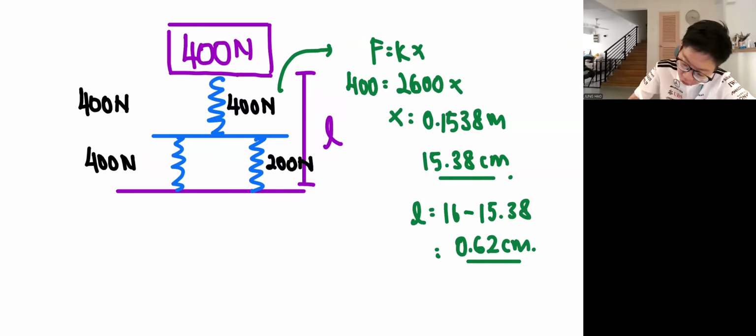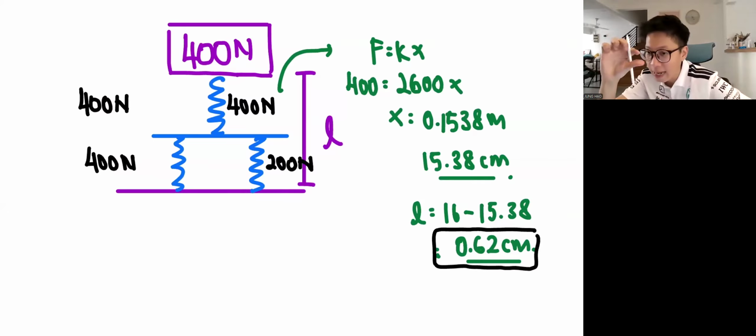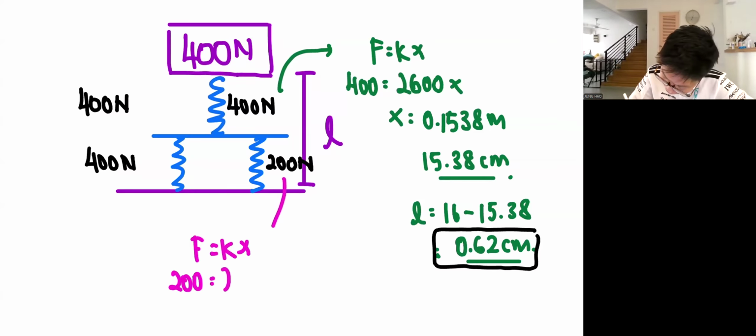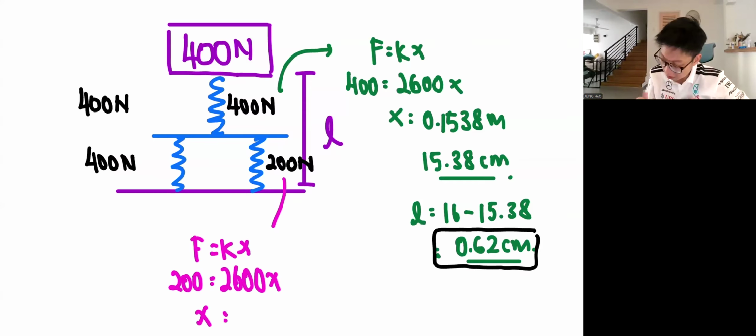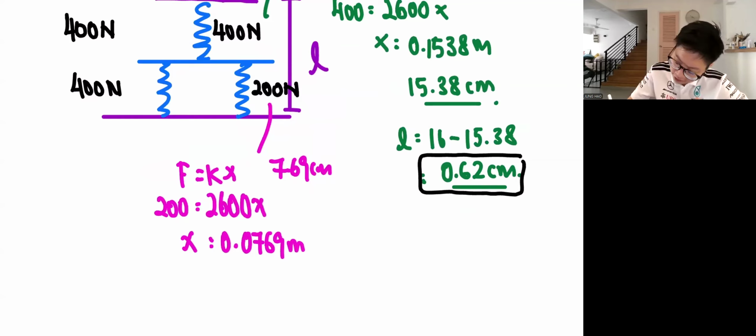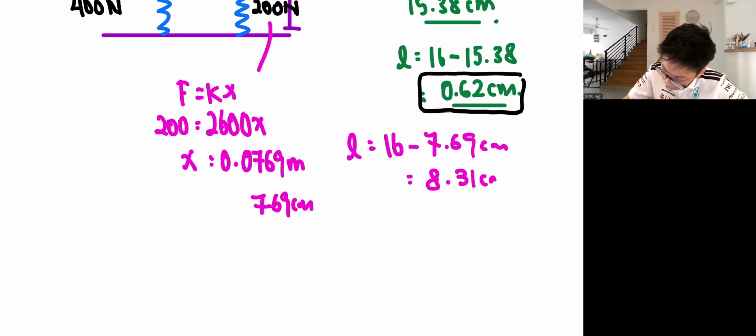Okay, 0.62 cm. So this is 0.62 cm. The first one means this spring is very compressed already. Second one, what about 200 Newton? So F equals to Kx. 200 equals to 2600 X. So my X would be equal to 0.0769 whatever meter. So therefore, this is going to be 7.69 cm, right? Then finally, the length of that is going to be 16 minus 7.69 cm, 8.31 cm.